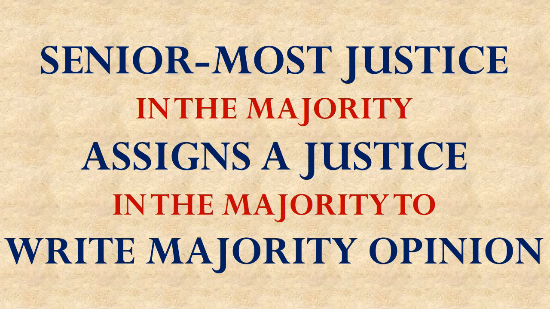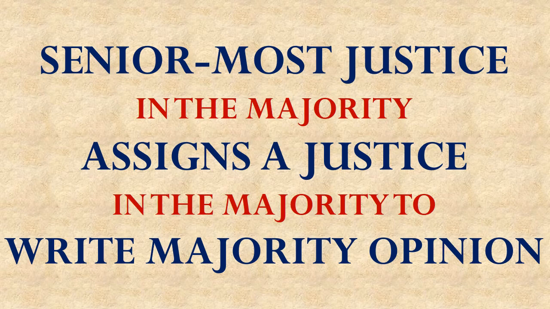So it's got to be someone from that group in the majority who's then picked to write the opinion. Well, who does the picking? It's the senior-most justice in the majority. In other words, the person who's been on the court the longest, who happens to be in the majority for that case. Now, as a basic rule of the court, they assume that the Chief Justice is always the senior-most justice, even though, as we learned in a previous lesson, that's often not true.